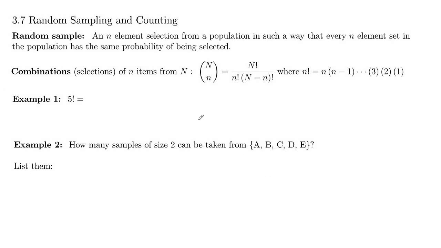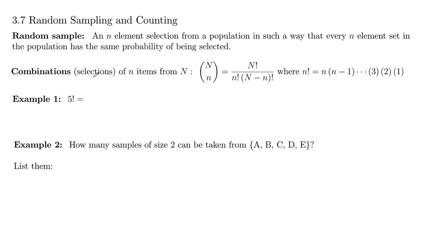Here in section 3.7, we want to be able to count random samples. So remember that a random sample is an n-element selection from the population in such a way that every n-element set in the population has the same probability of being selected. And that's equivalent to saying every element in the sample has the same probability of being selected.